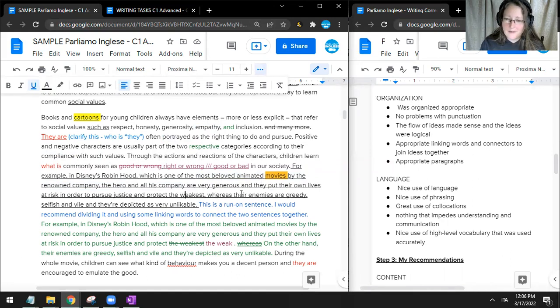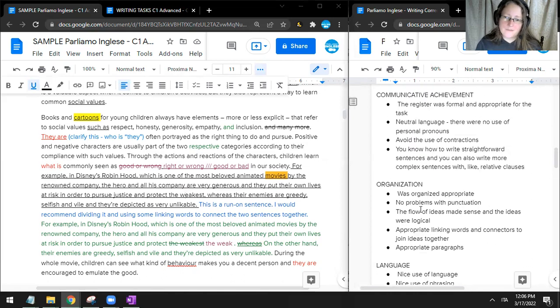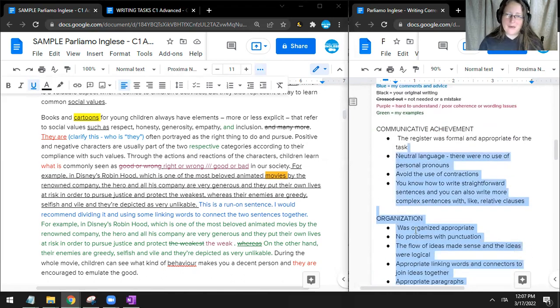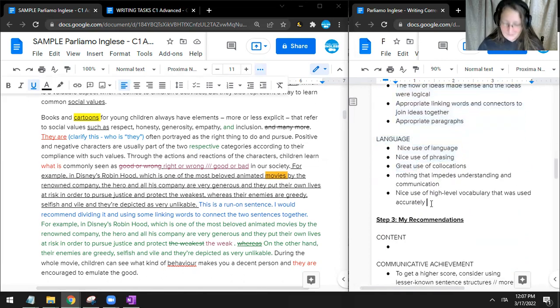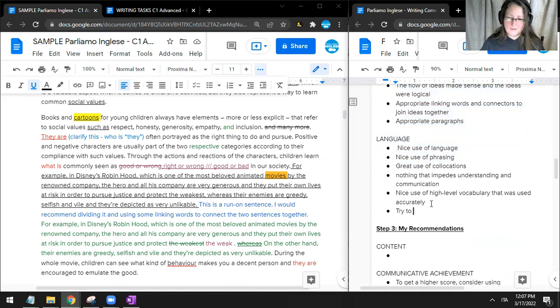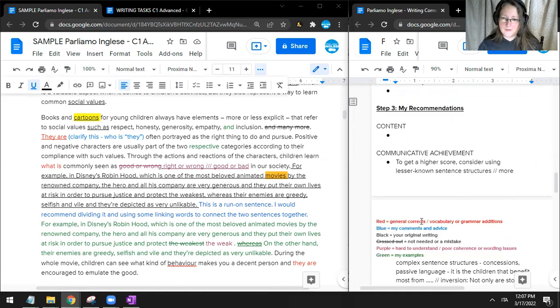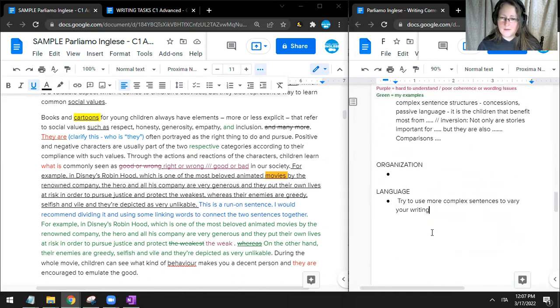I mean, the only thing is that language and the communication, like the phrasing of sentences and how complex they are, they sort of come together. So that's the only thing. Try to use more complex sentences to vary your writing. That would be my big recommendation there. Actually, I'm going to put it down here.